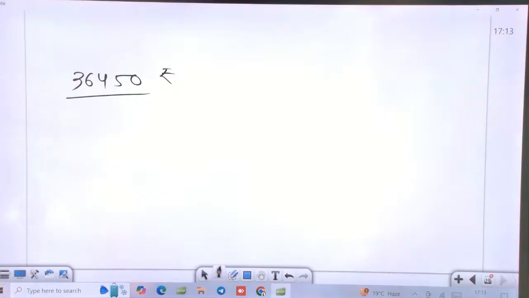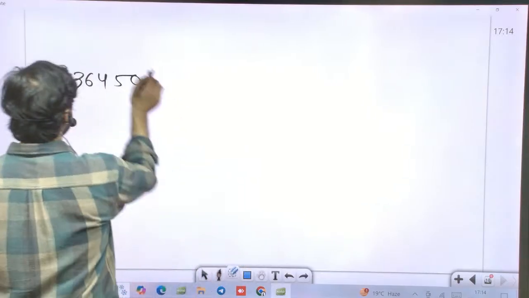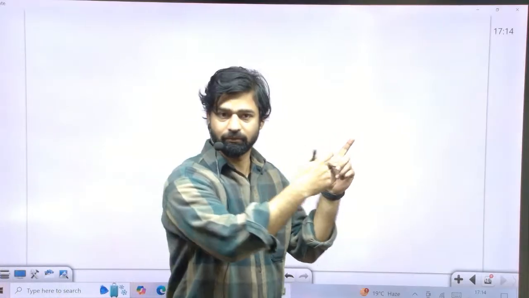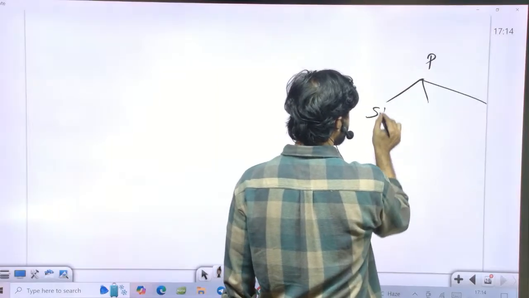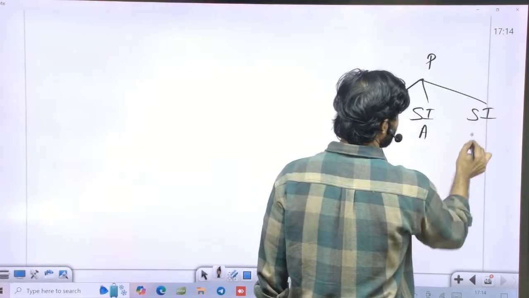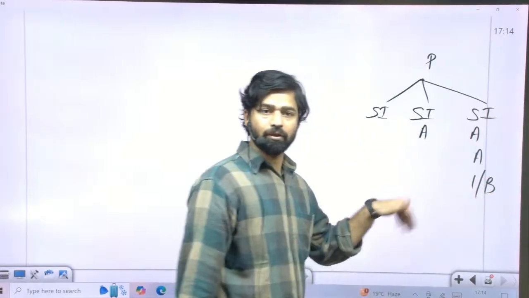Okay, then let's understand it in a better way. Please leave your copy and pen and let's understand it. In the previous question, what we have learned was very simple. I'm making the chart again. The chart is very simple: P, SI, SI, SI, A, and 1 or B.